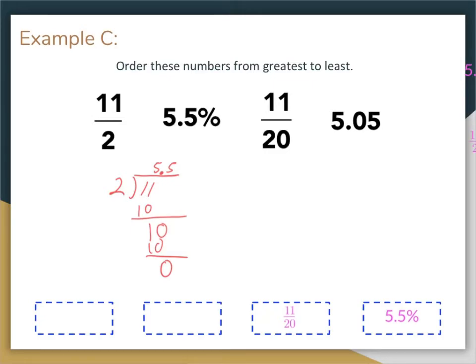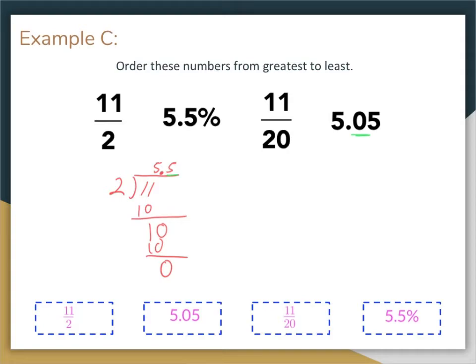And I know that if I'm looking at my place value, the 5s in the front may be the same, but I've got a 5 in the tens place and I've got a 0 in the tens place. So I know that 5 is going to be greater. So then I know the biggest one is going to be 11 halves. And the next smallest one is going to end up being 5.05. So there we go.